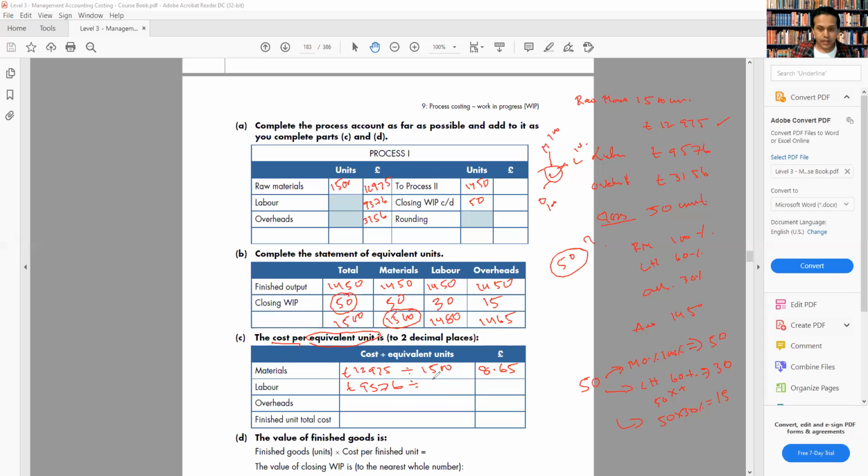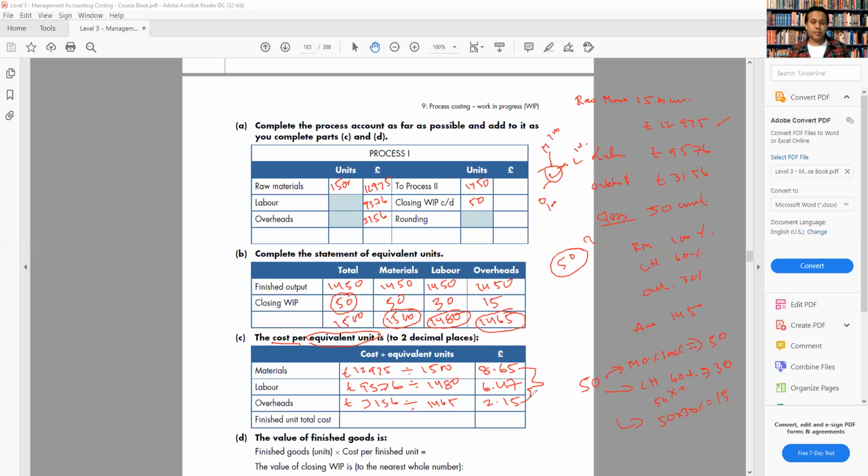Divide, we have 1480, so 1480, and that gives me 6.47. Finally, you have overhead. So the overhead we have 3156 divide 1465. That gives me 2.15. Now if I add these three, that will give me the total cost for one cost per equivalent unit.